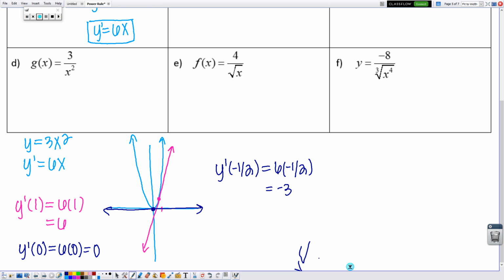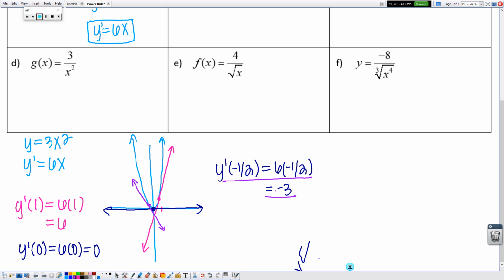So what I would do at negative 1/2, we'll go this one in purple. So negative 1/2 would be right here, let's say, and my slope would look like this. Negative 3, which means down 3 over 1. Not very accurate in my drawing. Let's see if we can fix that. Maybe a little better. Okay? So that would give me a slope of negative 3.